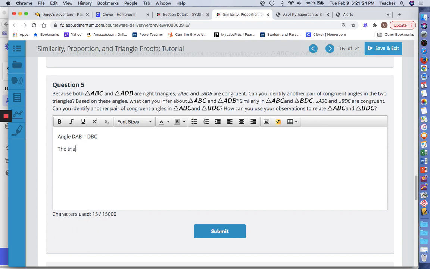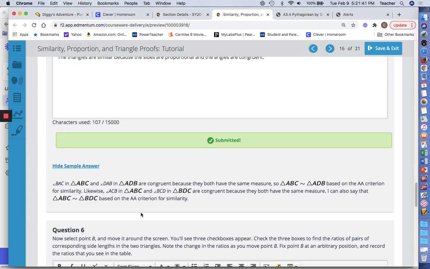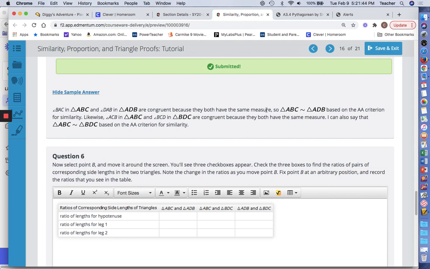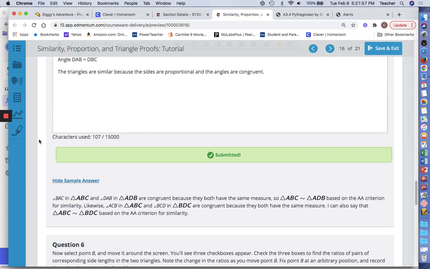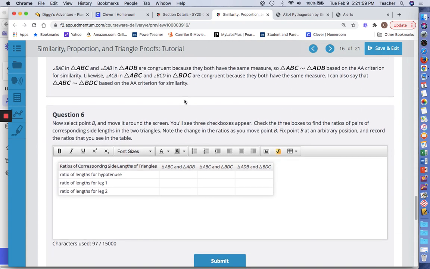So the triangles are similar because the sides are proportional and the angles are congruent. Same measure, so they're congruent. Yep. Same measure. Okay, so they went a step further and said why. I did not say that, but I did say that they were proportional and the angles are congruent.